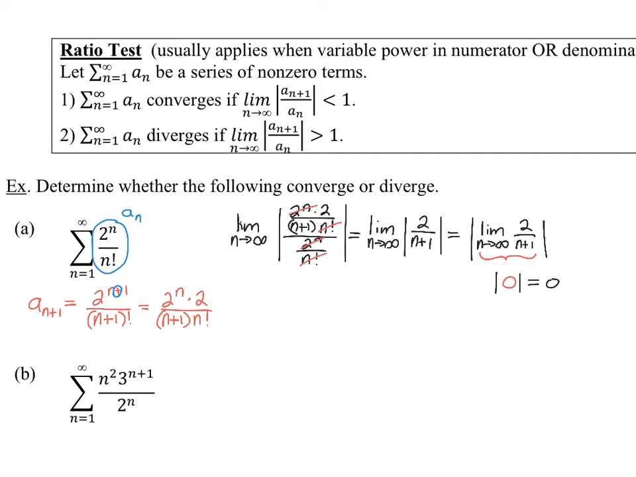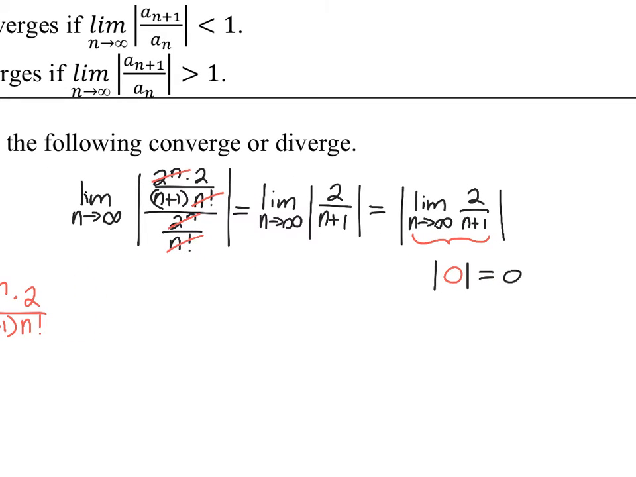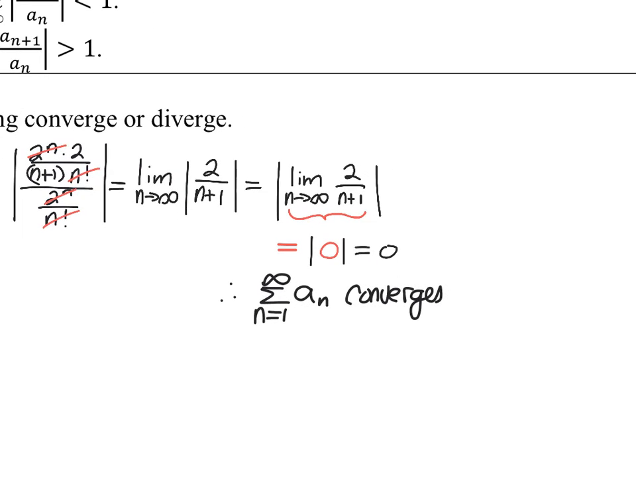All right, so, undo. I don't know why that happened. So therefore, the sum from n equals 1 to infinity of a sub n converges by the ratio test. You have to write it out. The limit is less than 1.